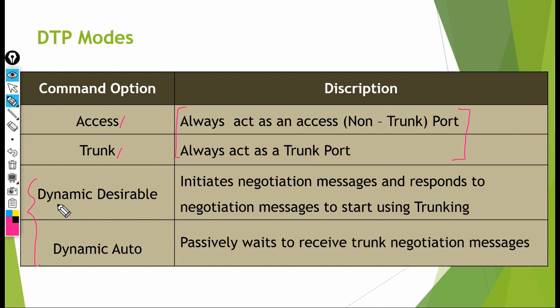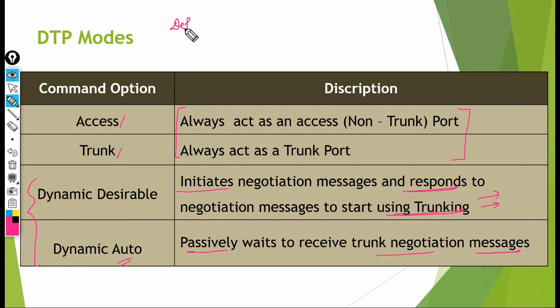Static. When it comes to dynamic desirable, read this. Initially negotiate the message and respond to negotiation message to start using trunk. It's like, hello, I want to form a trunk. It will send the message. Dynamic auto passively waits to receive the trunk negotiation message from the neighbors. So these are basically the different modes you have.